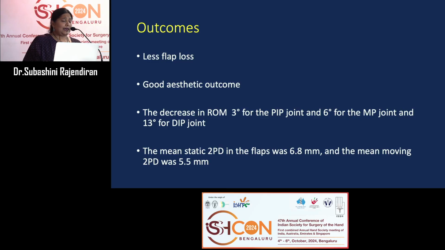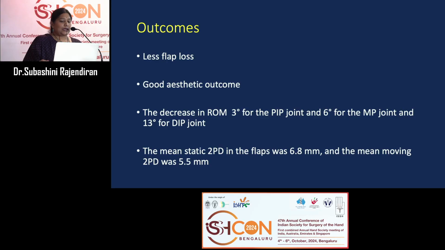Ringer et al. studied in detail and found that the postoperative decrease in range of movement was only 3 degrees for the PIP joint, 6 degrees for the MCP joint, and 13 degrees for the DIP joint. The greater loss of ROM of the DIP joint was attributed to the loss of the height of the terminal phalanx in many cases due to amputation.